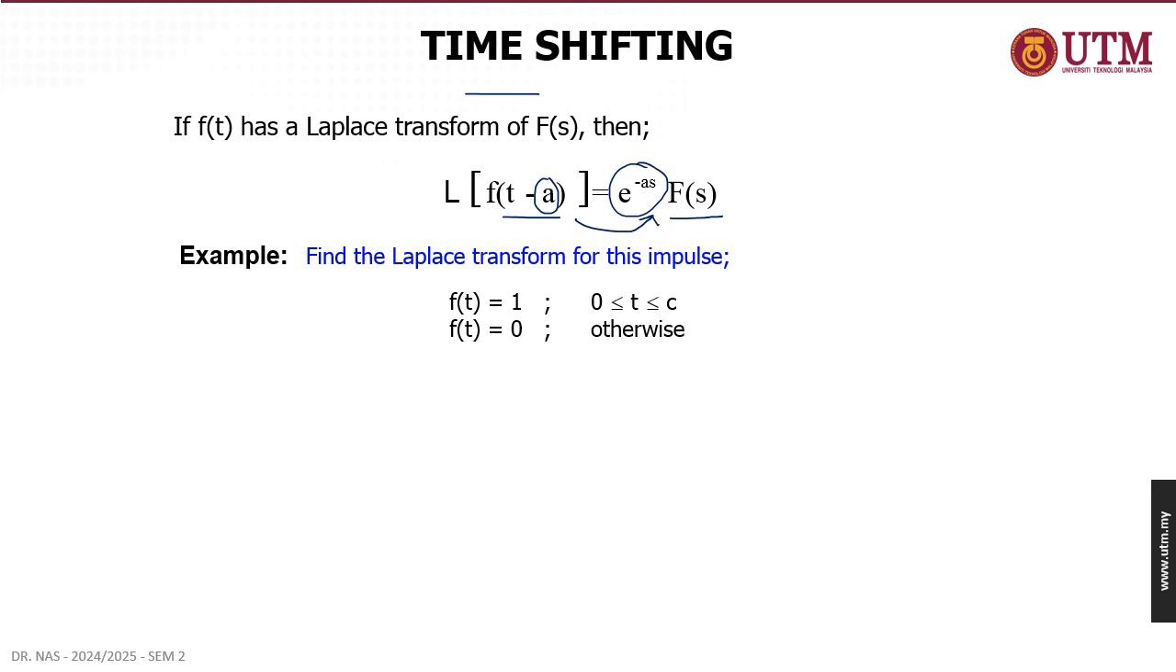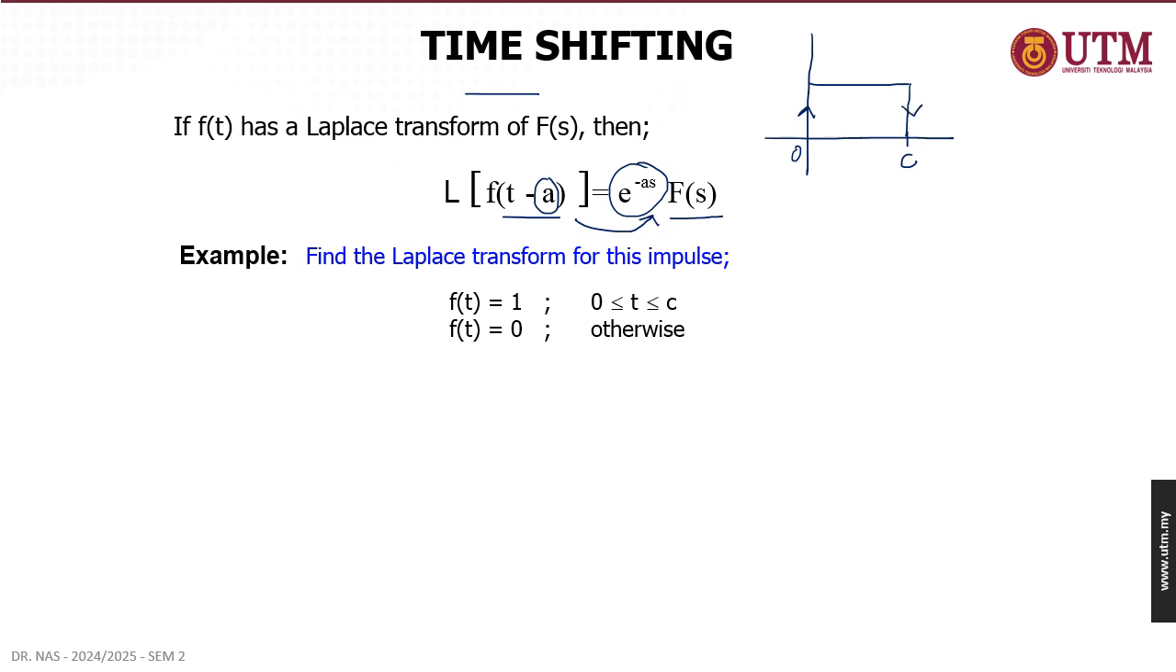Okay, let's look at this example. Find the Laplace transform for this impulse. So given the equation f(t) equal to 1 from 0 to c, so from 0 to c, the magnitude is 1. Otherwise it is 0. So you have this signal.